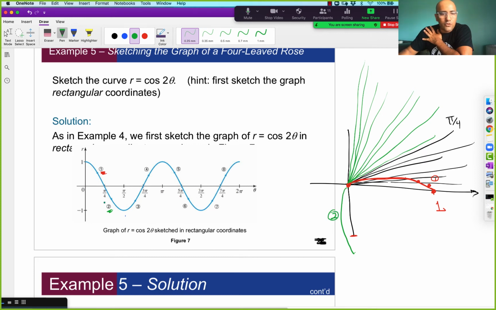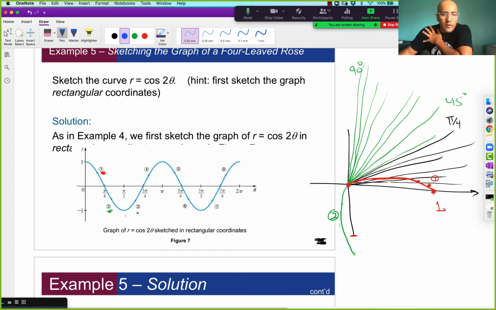This is part 2. So even though the angles are in quadrant 1, right, the angles that are between 45 degrees and 90 degrees, the R values are negative, so you're going to travel in the opposite direction, and you're going to trace out this little part over here. Good. Questions?